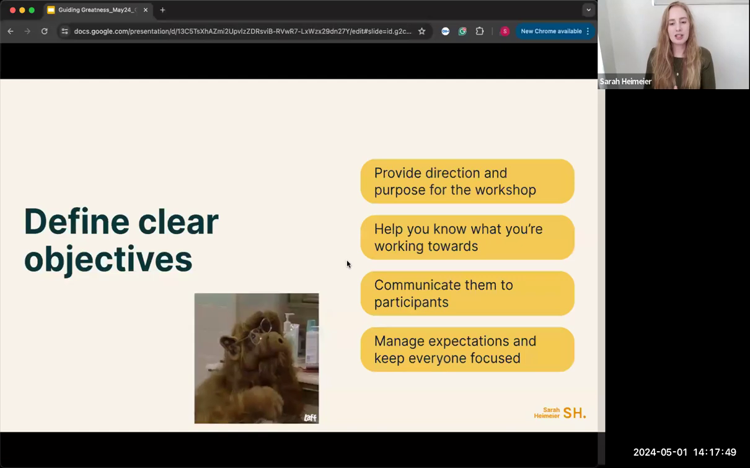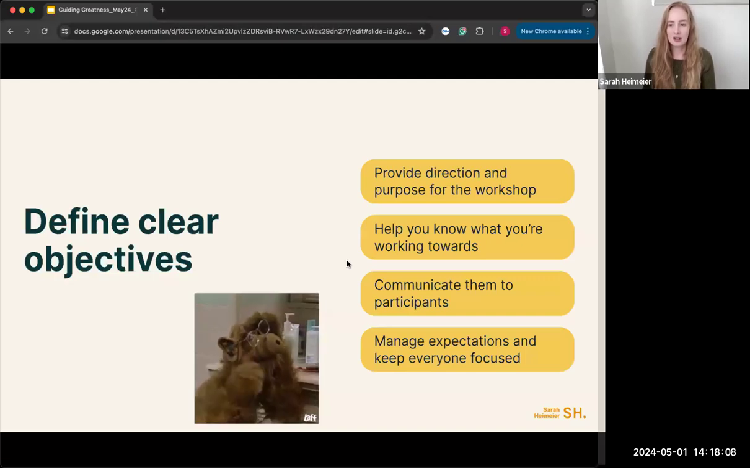And I always find that it really helps to then manage those expectations and keep everyone focused as well, because they know what we're working towards and they know why they're in the room as well. So we're all working towards this common goal, and then it's not seen as inappropriate if I end up shutting down a conversation or wanting to move us along.